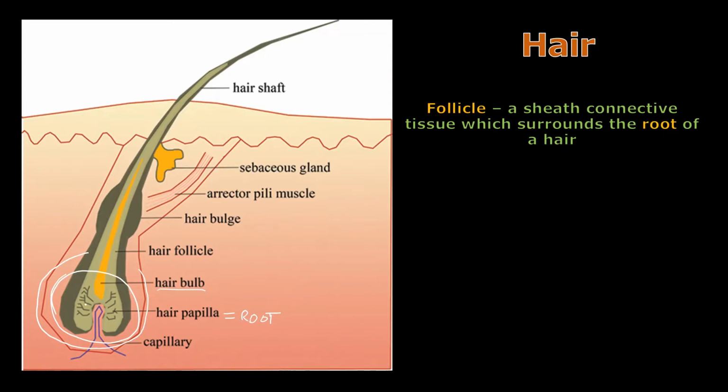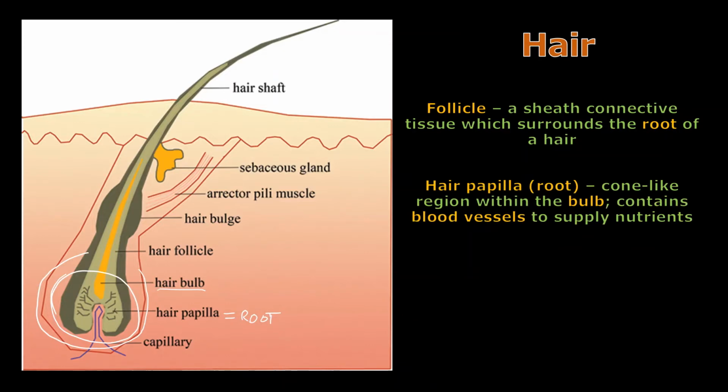Where this line is pointing for a hair bulb is pointing to a strange place, in my opinion. So a hair papilla, remember we know papilla just means a bump, or the root, is a cone-like region within the bulb, which must be broader and larger, and contains blood vessels. You see this capillary, that would be the blood vessels supplying nutrients into the root.